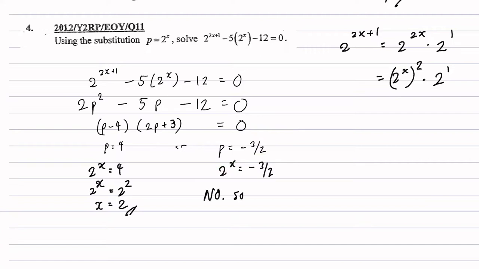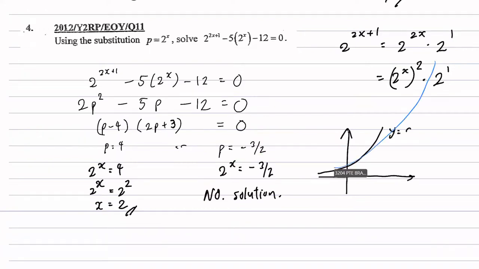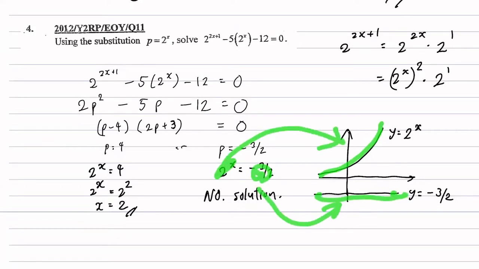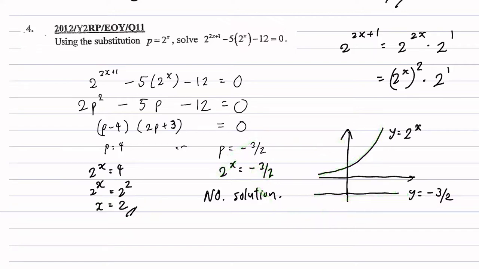No solution. Do you remember why? Why? Because negative. Yes. How does an exponential graph look? It looks like this. Then negative 3 over 2 is here. Then the solution is when the point of intersection. Sorry, you will have a solution if the two graphs of the left hand side and the right hand side have an intersection. Here there is no intersection, so no solution.